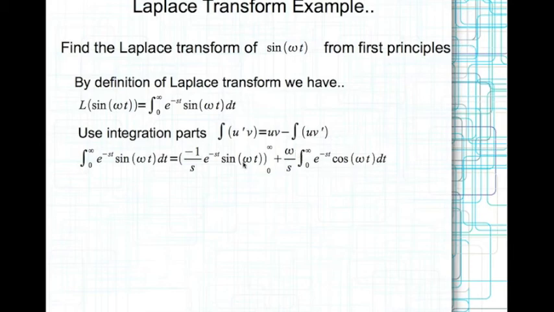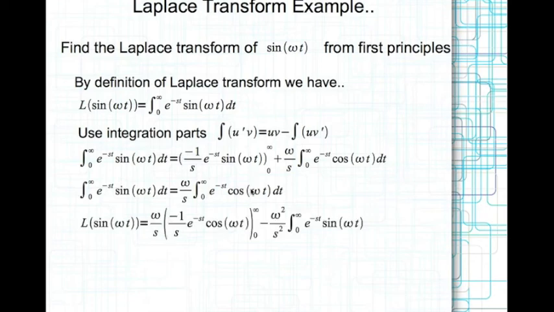You get this expression. Now if you look at this first part, this evaluation here, at t equal to infinity, this is 0, so the whole term is 0. At t equal to 0, sine omega t equals 0, so the whole term falls off. The left hand side is essentially equal to omega divided by s times the integral 0 to infinity e to the power of minus st cos omega t dt. We again use integration by parts, where u dash is e to the power of minus st and v is cos omega t, and this is the expression we get.